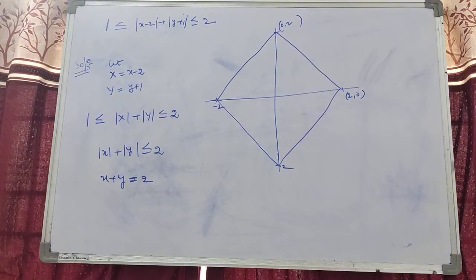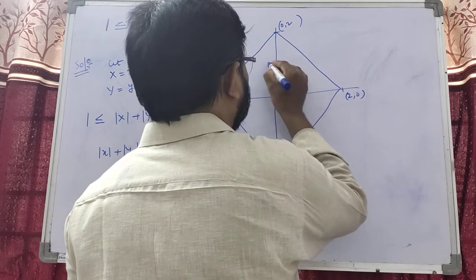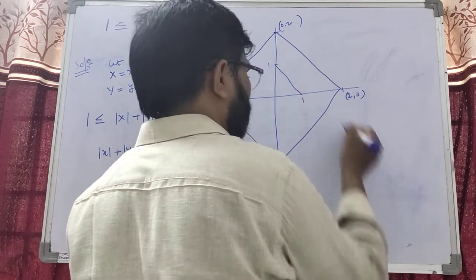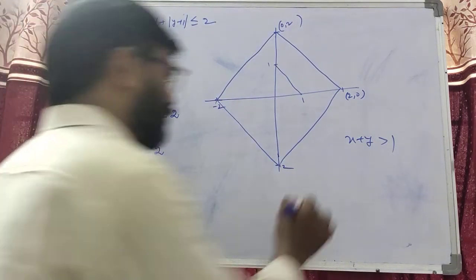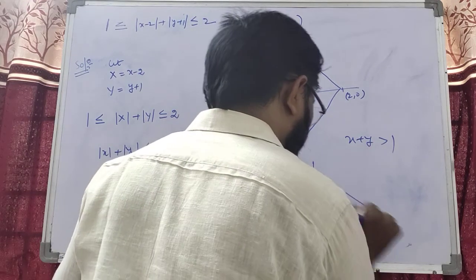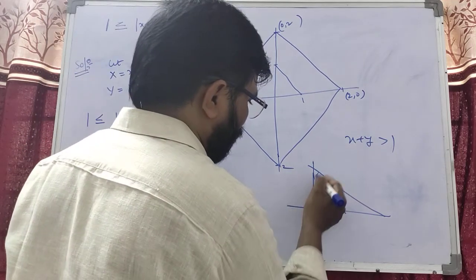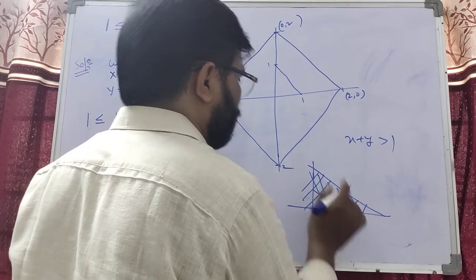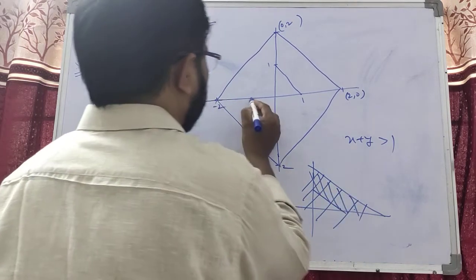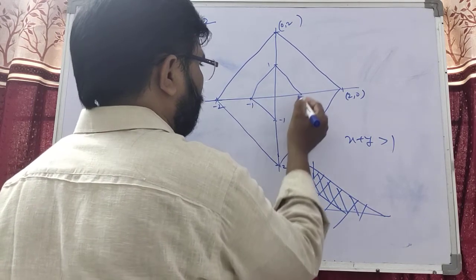One more thing is there. What is the other one? Mod x plus mod y is greater than or equal to 1. Dear students, here this is 1, and this is also 1. This is x plus y greater than 1. Just now I explained, for mod x plus mod y less than 2 the region comes on the origin side; when it is greater than, it is the other side. The common part is this part. Here this is also minus 1, and this is also minus 1.